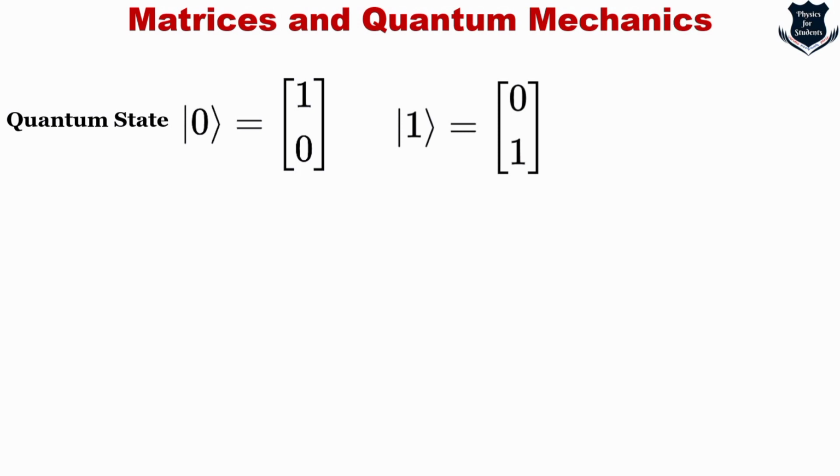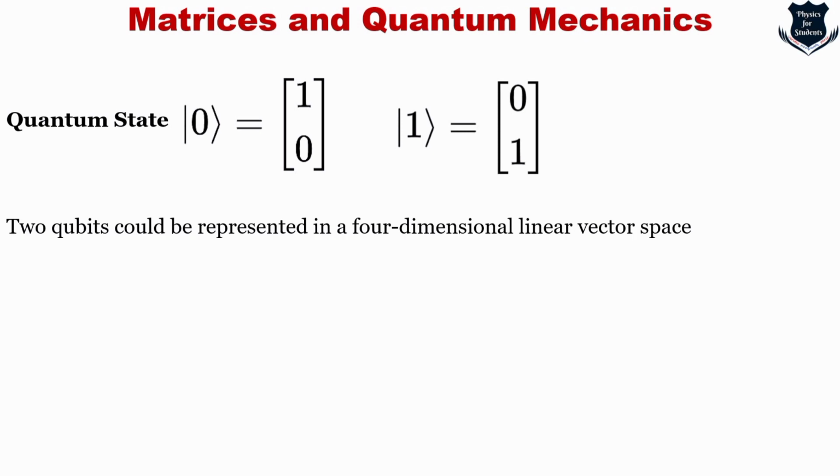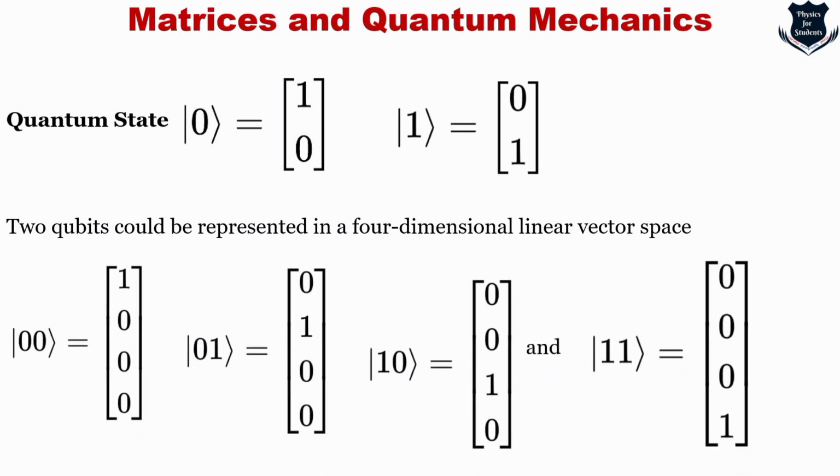Now qubit states can also be combined to form product basis states. For example, two qubits could be represented in a four-dimensional linear vector space, which would be this, this, this, and this. So why am I showing all this, why am I talking about qubits? Because here you see the matrices come. The first reason why quantum mechanics has matrices, or why we should learn linear algebra, is that the basic root of quantum mechanics is the qubit, which describes a quantum state. And this quantum state is not only 0 or only 1. It has to be both.